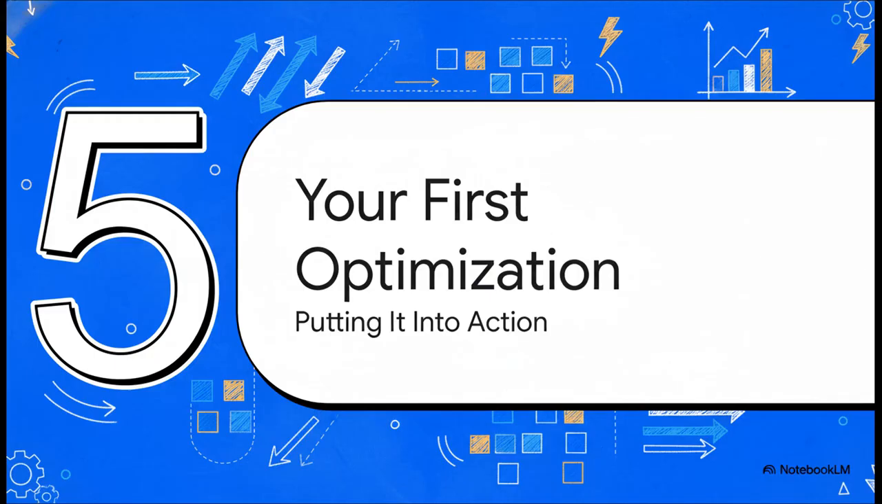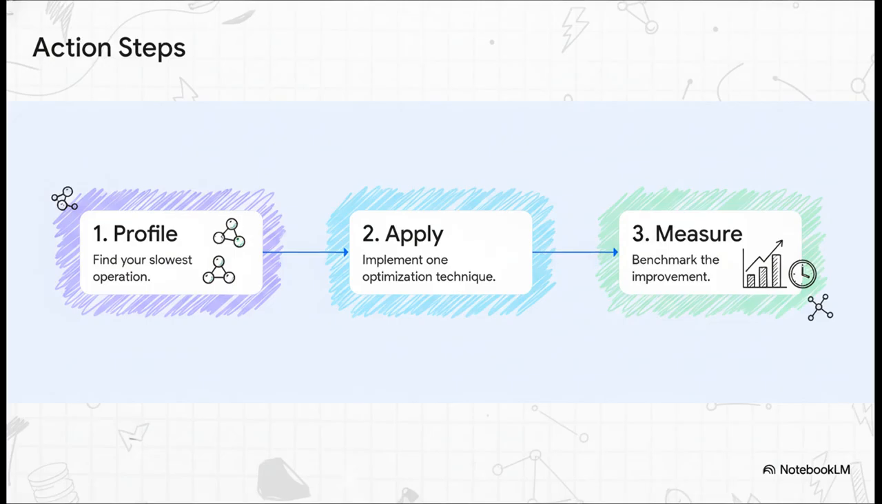Whew, okay, we've gone through a lot. So let's bring it all together in this final section, your first optimization. It's time to stop talking and start doing. The source material lays out a super simple 3-step plan. Step 1, profile. Find out what's actually slow. Don't guess, use data. Step 2, apply. Pick just one of the things we talked about and implement it. And step 3, measure. Run your benchmark and see what happened. That's the loop. Profile, apply, measure.